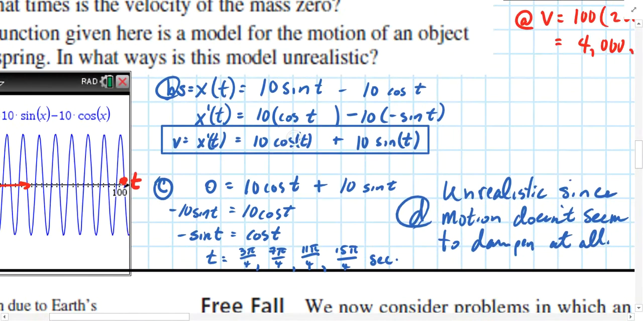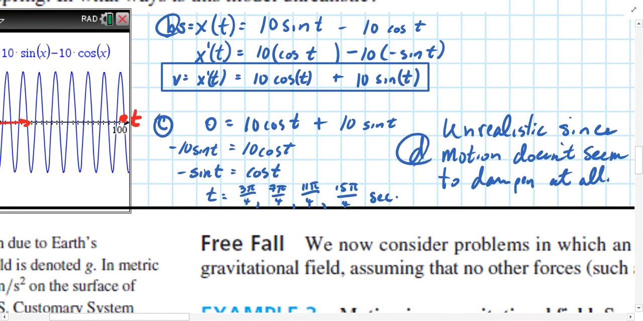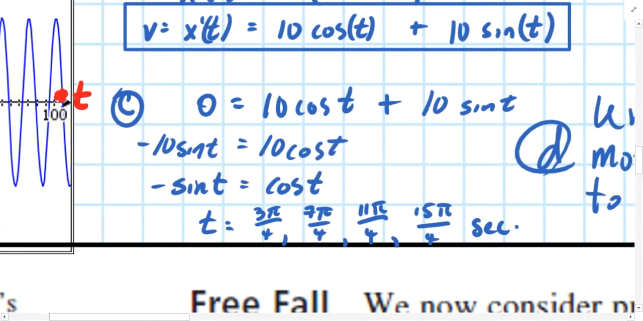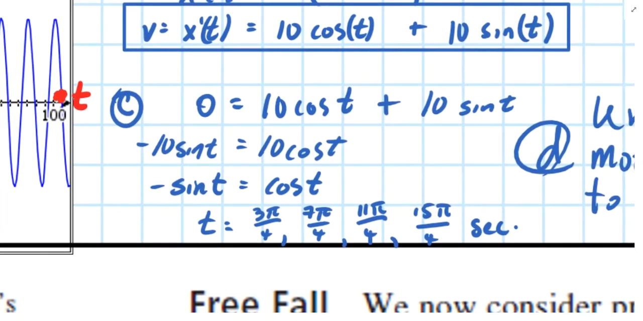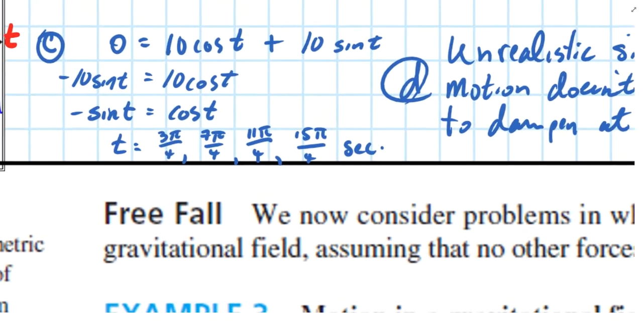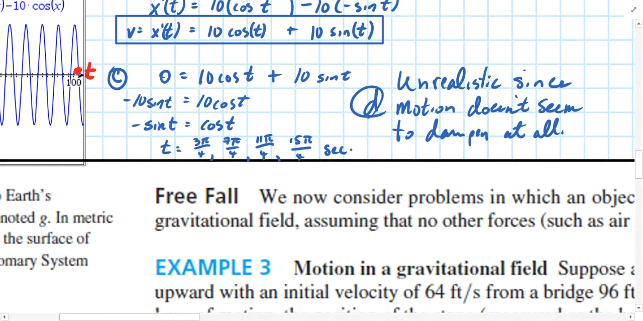This equation, although it looks real similar to the first equation, describes the velocity of this object that's bouncing on this spring. And if we wanted to know when the object wasn't moving, we would simply set this velocity equation equal to 0, and we would find when velocity equals 0. And so I've got 0 equals 10 cosine plus 10 sine.